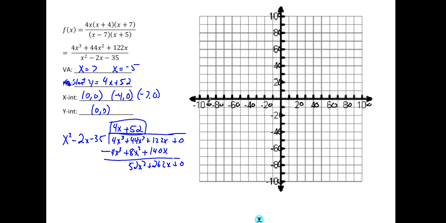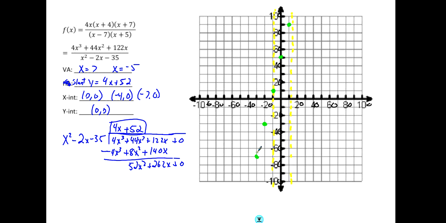Okay, so our vertical asymptotes are at 7 and negative 5. So here's our negative one here, and then our positive one will be about right here. Our slant is going to be 50, maybe 50 right here, and then 1, 2, 3, 4 over 1.